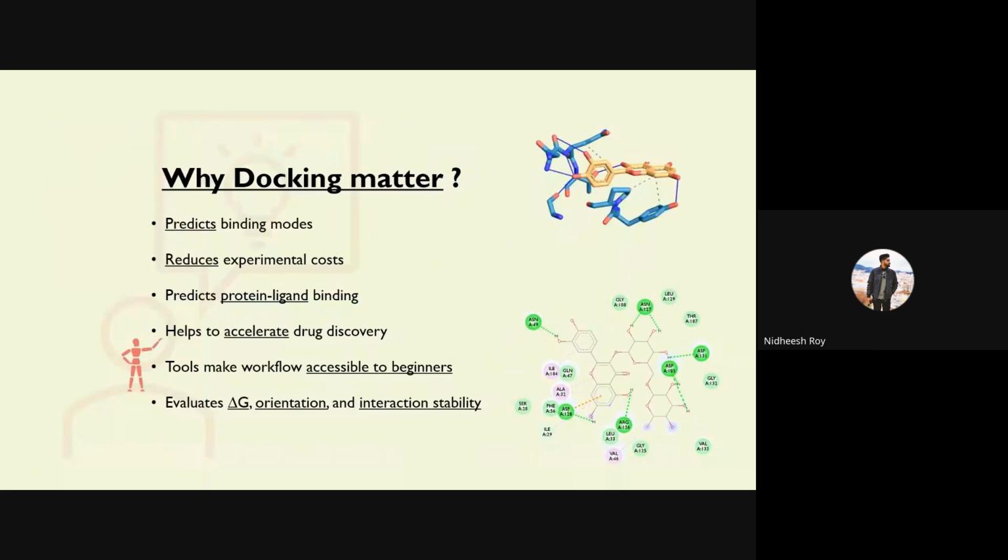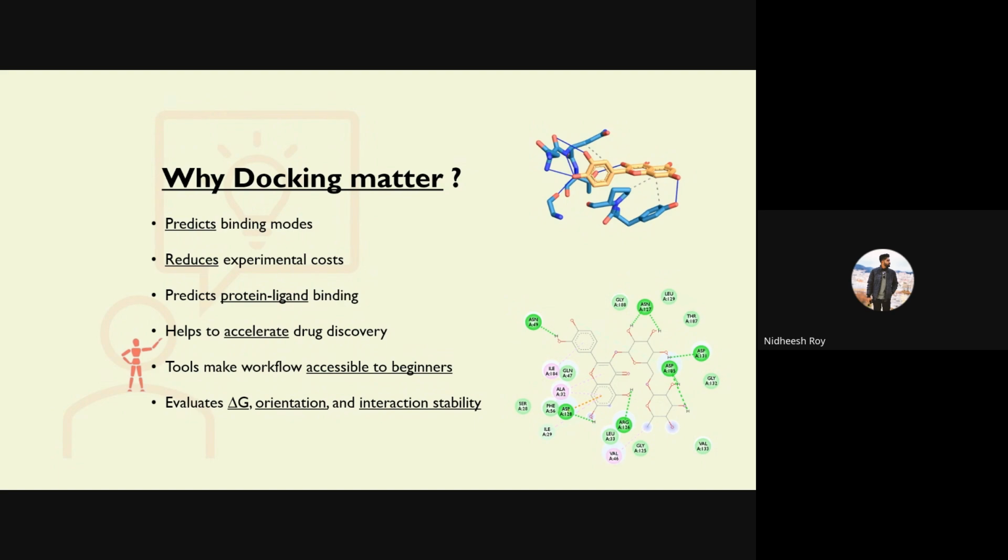At this point, it is natural to ask an important question. Why does docking actually matter? What is its significance, and why has it become such a widely used approach in modern biological and pharmaceutical research? First, docking helps us predict binding modes, meaning it allows us to understand how a ligand is likely to orient itself within a protein binding site. This spatial information is critical because biological function depends not only on whether binding occurs, but how the interaction happens at the molecular level.